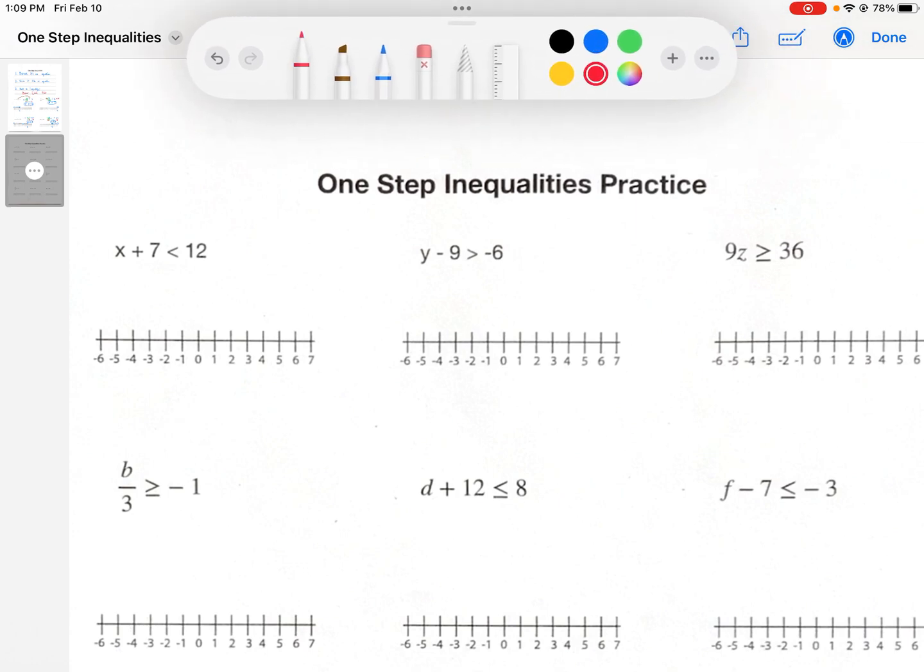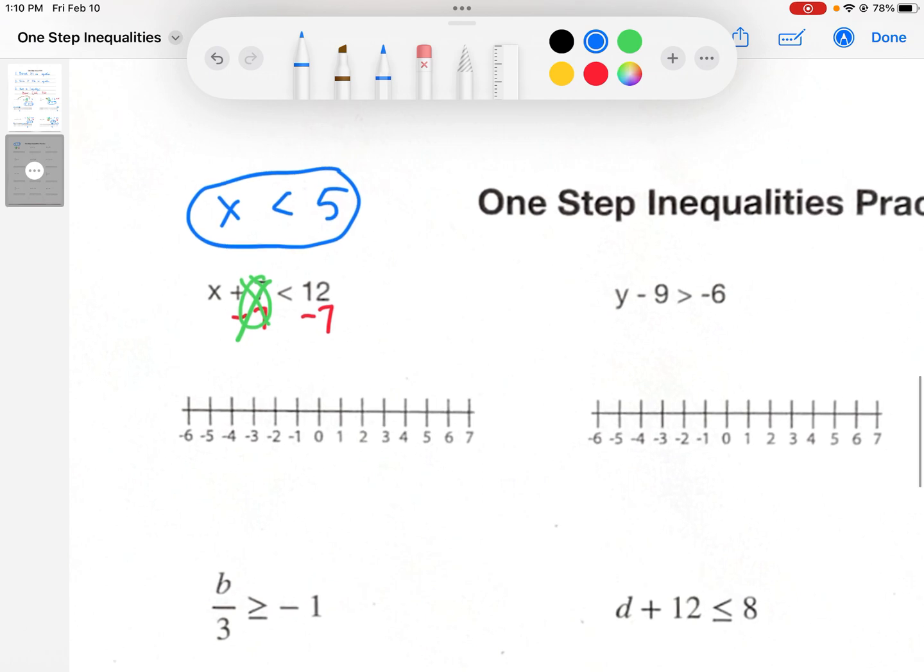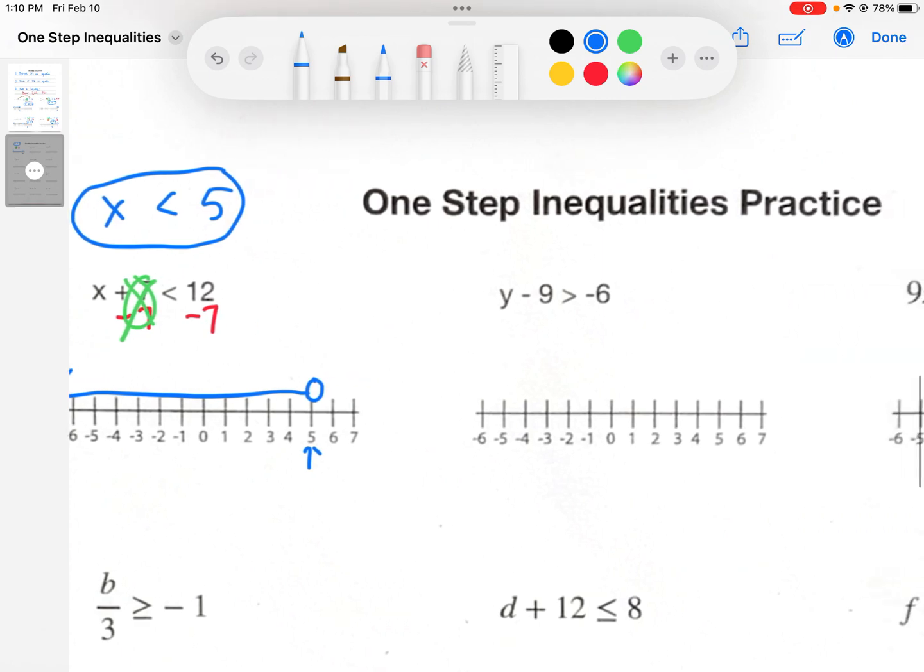But if I see that we're adding 7 to that variable, I get rid of adding with subtraction. Minus 7, minus 7. Cancel, copy, calculate. The sign stays the same. I haven't touched that at all. I guess that might be another part of the copy thing then. But I know that x is less than 5. So there's my answer. My circle is open. My arrow points to the left.